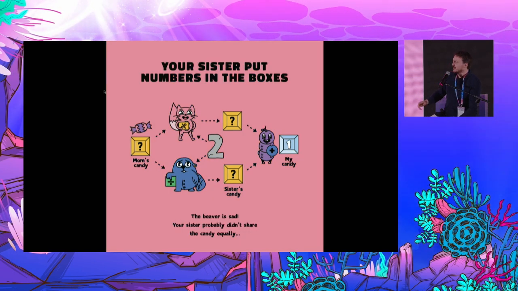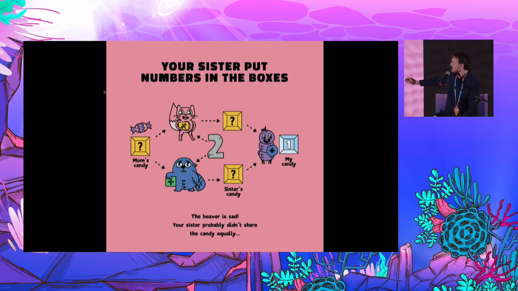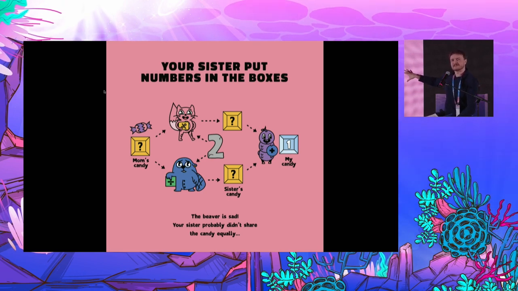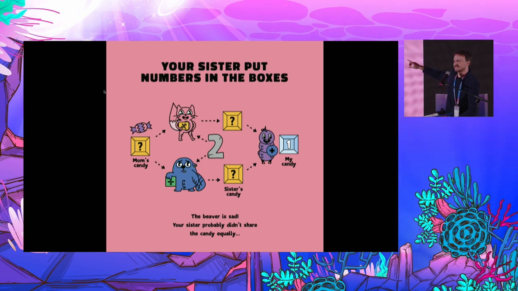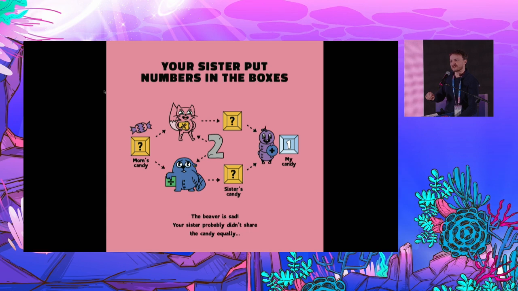If we actually zoom in, imagine your sister put numbers in these boxes. We don't know what number she put, but the one that I'm getting is not correct. The beaver is sad. She did something wrong. Actually, if you spend a couple more minutes, for adults in this room, you can actually see that there's a small problem with this, but I'll leave it as a homework. This actually means that sister gave you more than her. But anyway, you can take a look and try to prove it to yourself as a homework.